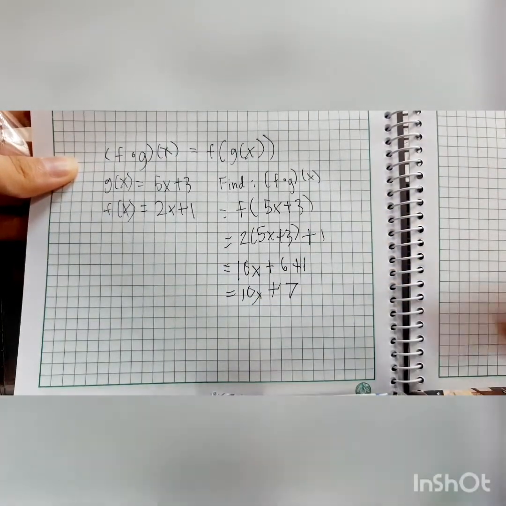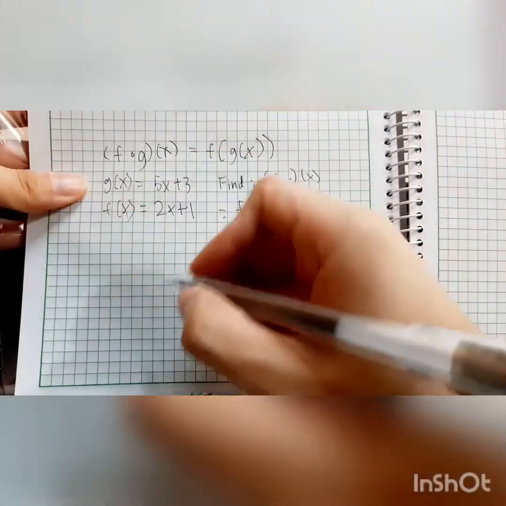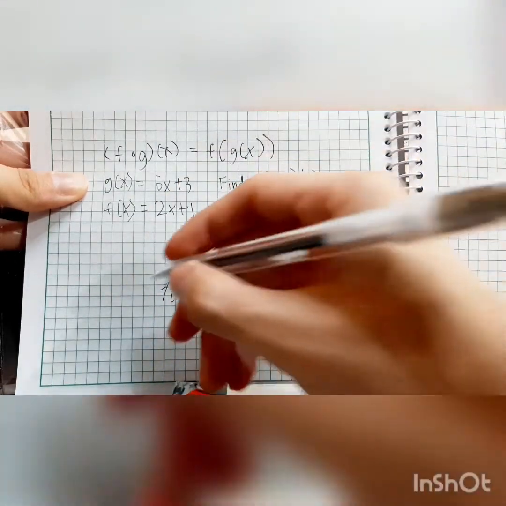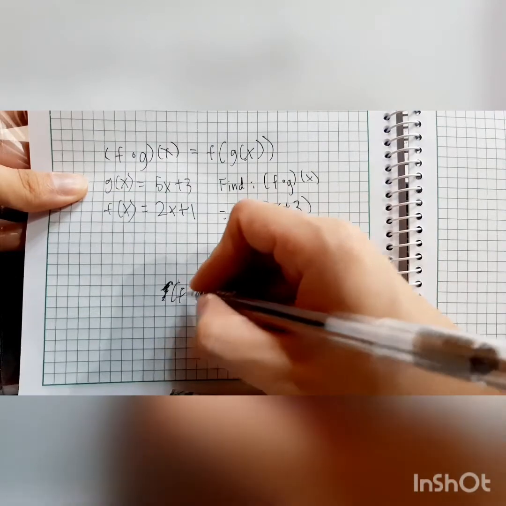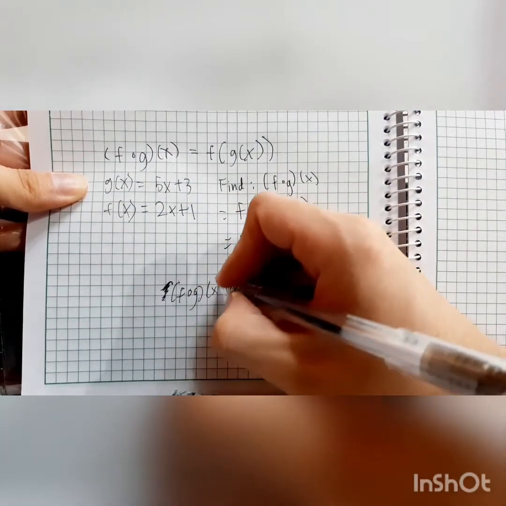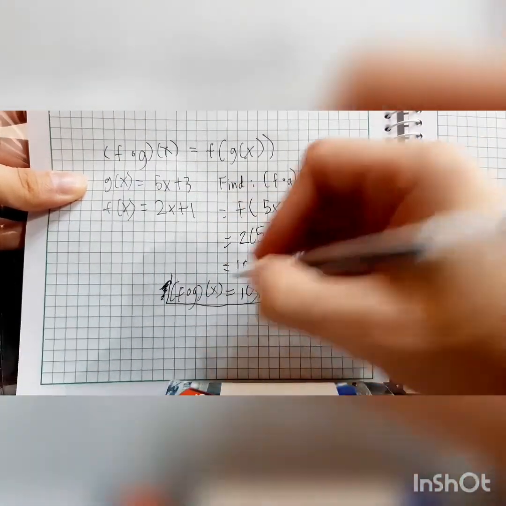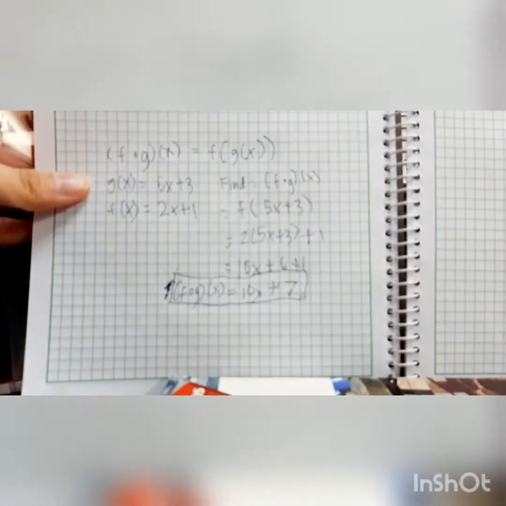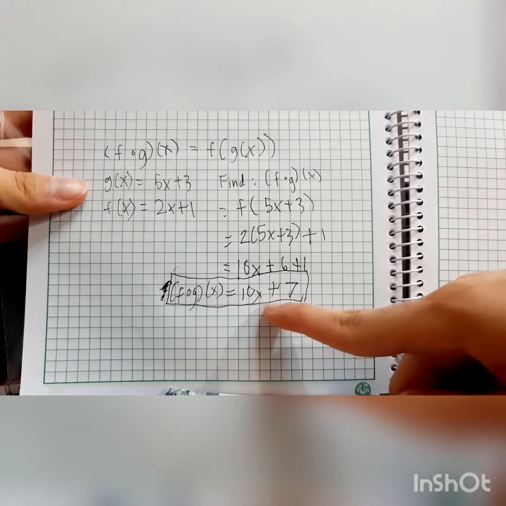I apologize for my handwriting. So, yeah, this is our f of g of x. Let me box that so it'll be clear. There. This is our f of g of x.